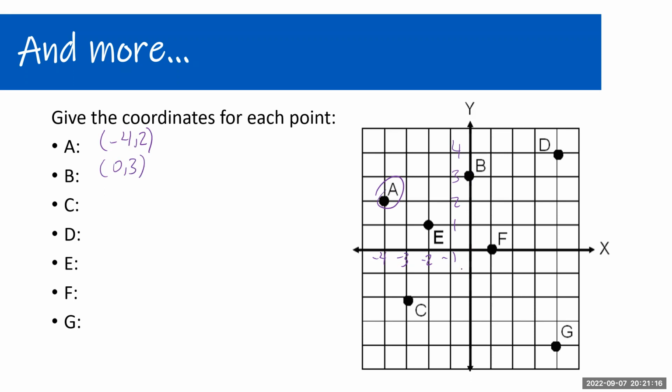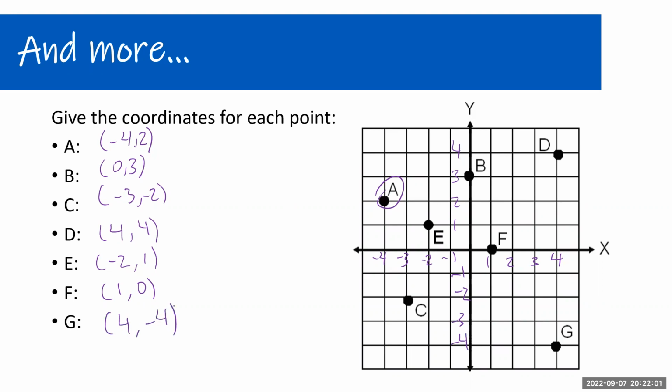C is over here. It's going to be (-3, -2). D is over here. So if we label these, we're going to go 4 over and 4 up. So that's going to be (4, 4). E is right here. So we're going to go -2 and up 1. F is over here. We're going to go over 1 and up or down 0. So it's just going to be (1, 0). And G is down here. So we're going to go over 4 and down. This is -4. So we're going to have (4, -4).